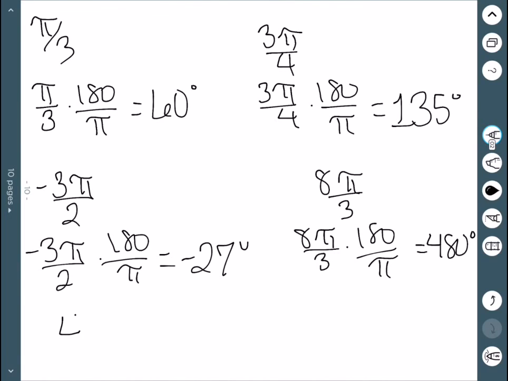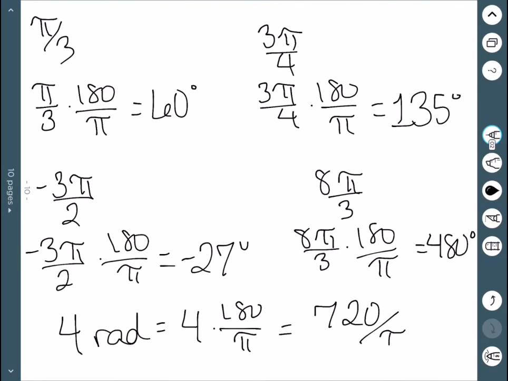Finally, what if we just had 4 radians? Well, we multiply that by 180 over pi, and 4 times 180 is 720. So 4 radians is 720 over pi degrees.